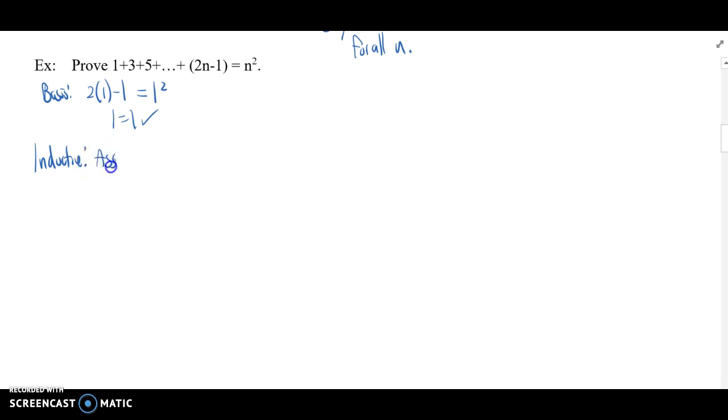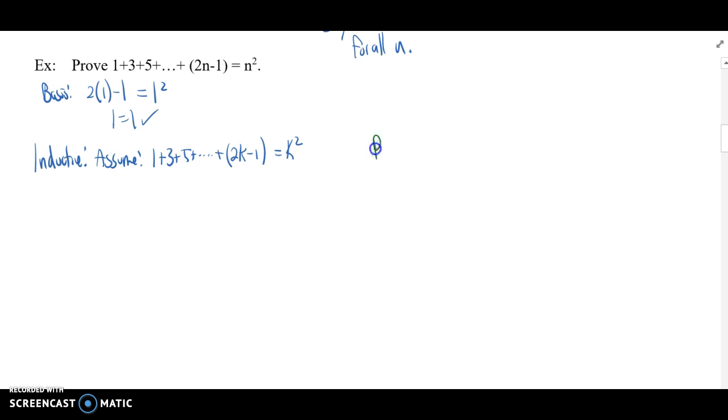We're going to assume that 1 plus 3 plus 5 plus dot, dot, dot, plus, now we're going to plug k into that formula, 2k minus 1. And that would be equal then to, on the right, k squared. So this is our assumption. We're saying, okay, you can get to the first rung, but if you get to any rung on the ladder, can you get to the one that follows it?